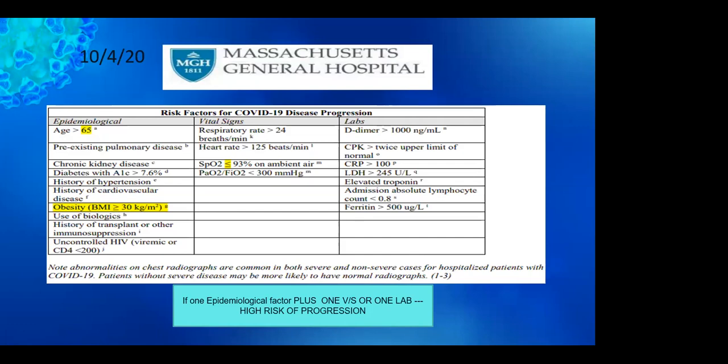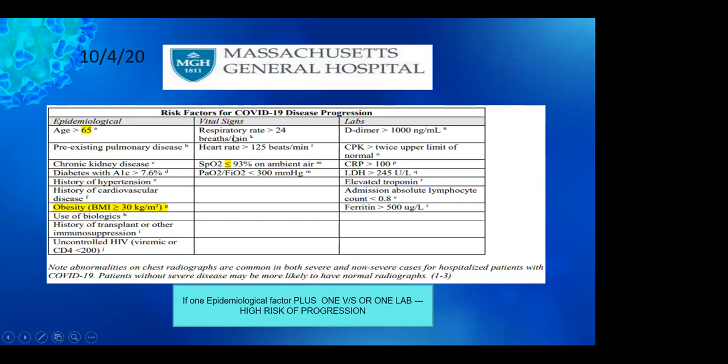In the epidemiological factors: age more than 65 with pre-existing pulmonary disease, or a patient with chronic kidney problems, with uncontrolled diabetes, hemoglobin A1C more than 7.6%, hypertension, cardiovascular disease, or obesity with BMI of more than 30, or use of monoclonal antibodies, or the patient has undergone a kidney or liver transplant and is on immunosuppression, or the patient is HIV positive with a CD4 count less than 200. If one of these epidemiological factors is present plus a derangement in vital signs or labs, then there are high chances that his disease will progress to the severe category.